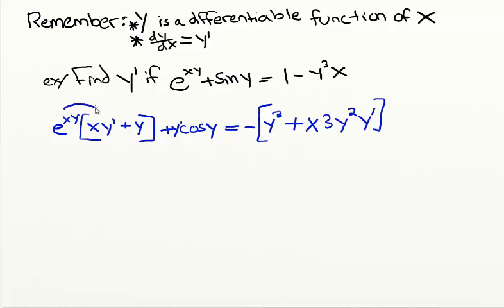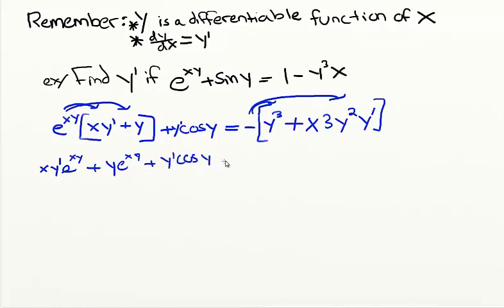So now, using the same strategy as before, we're going to distribute these and then try and get everything with a y prime on one side and everything else on the other side. So distributing this e to the xy, we get an x y prime e to the xy plus a y e to the xy plus a y prime cosine of y. Then that's equal to our negative y cubed minus 3xy squared y prime. And I'm writing the 3 in front just because it's standard to write the constant first.